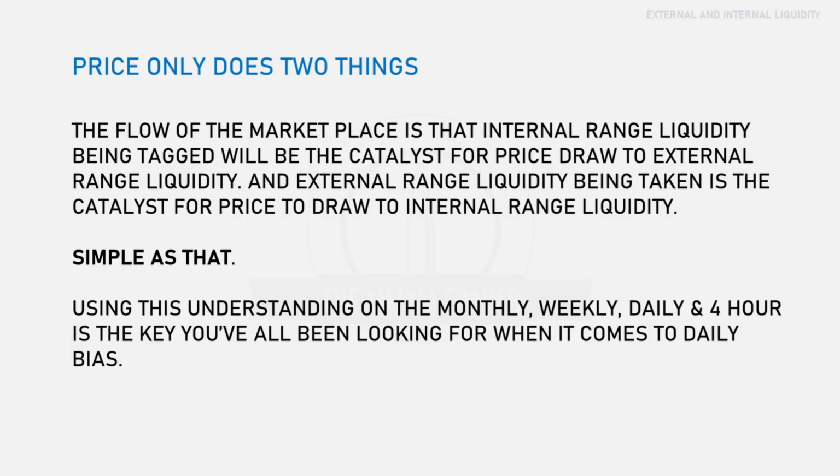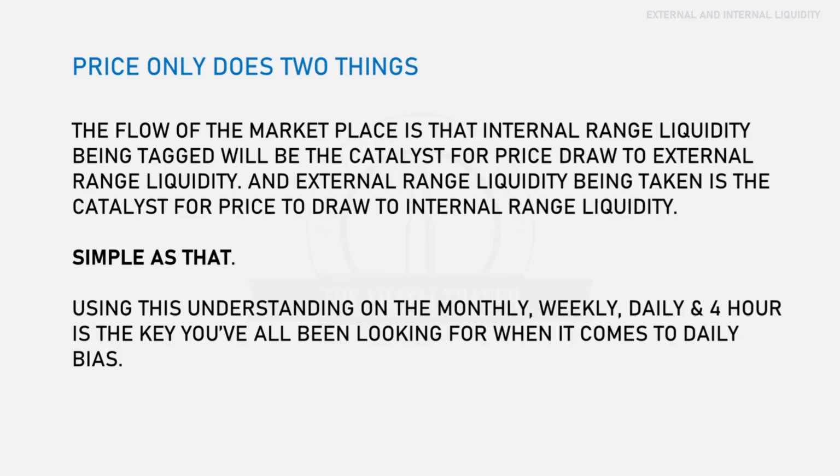The flow of the marketplace is that internal range liquidity being tagged will be the catalyst for price to draw to external range liquidity, and vice versa. And external range liquidity being taken is the catalyst for price to draw to internal range. So it's only this, and it repeats, as simple as that, time after time: external to internal, internal to external. Using this understanding on the monthly, weekly, daily and 4-hour is the key you've all been looking for when it comes to daily bias.